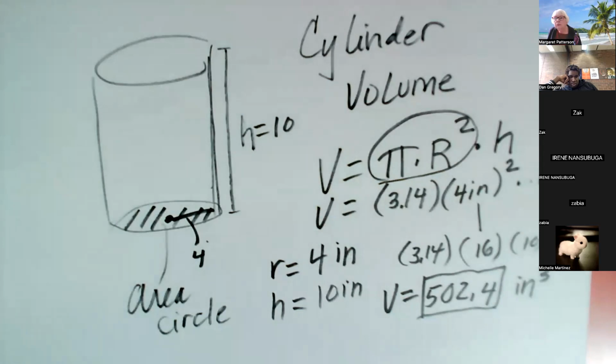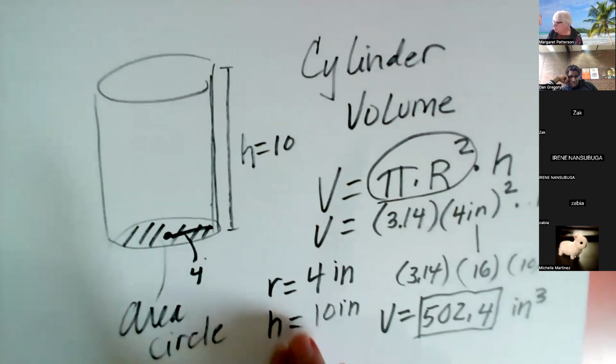So, which formulas do we need to write down? Do we need the perimeter formulas? I'm going to make a list of formulas. So which ones did you need?